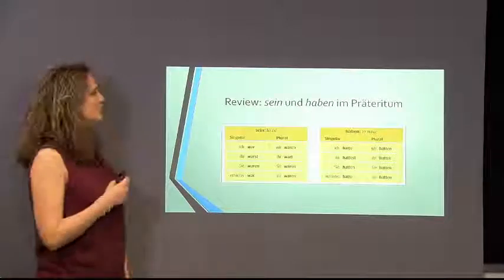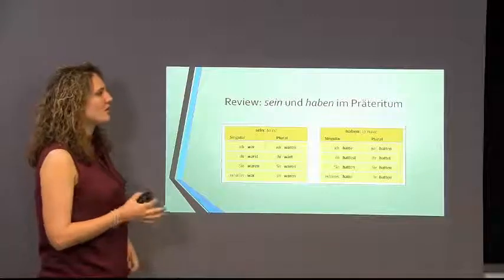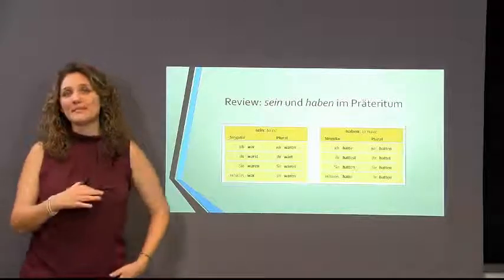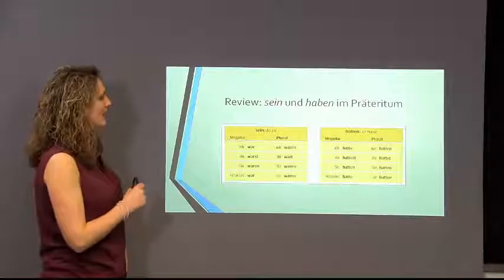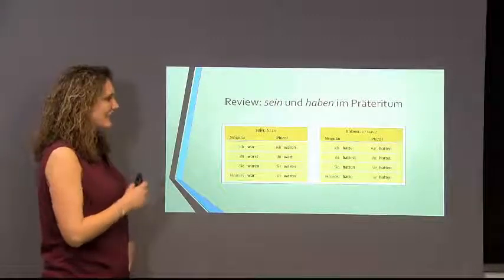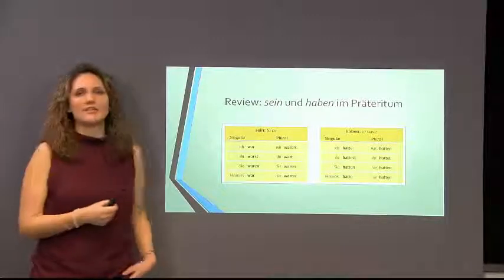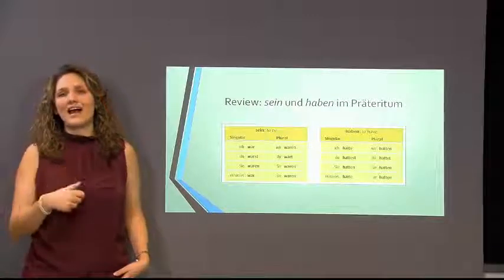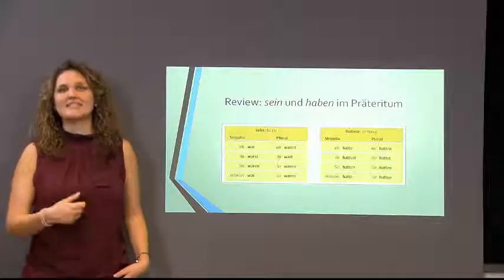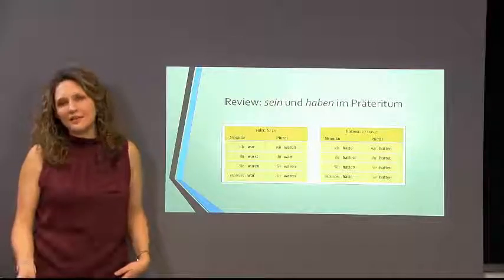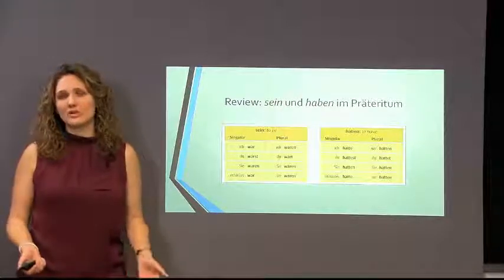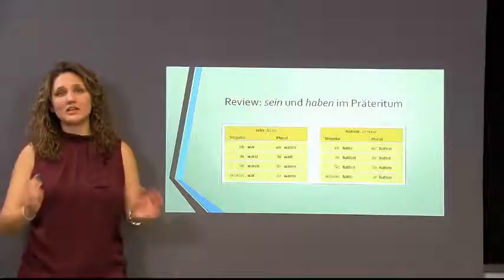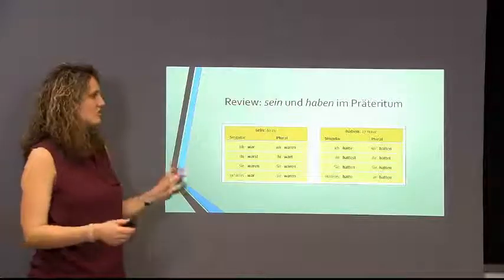And in case you don't completely remember your irregular verbs, sein and haben, in the Präteritum, I've just brought them here for you again to look at. Sein, to be, in the Präteritum is ich war, du warst, sie, es war, wir waren, ihr wart, and sie waren. This is irregular, and you probably had to learn these forms when you learned the Präteritum, but you already learned this before, so it's not new. This is just a quick review.